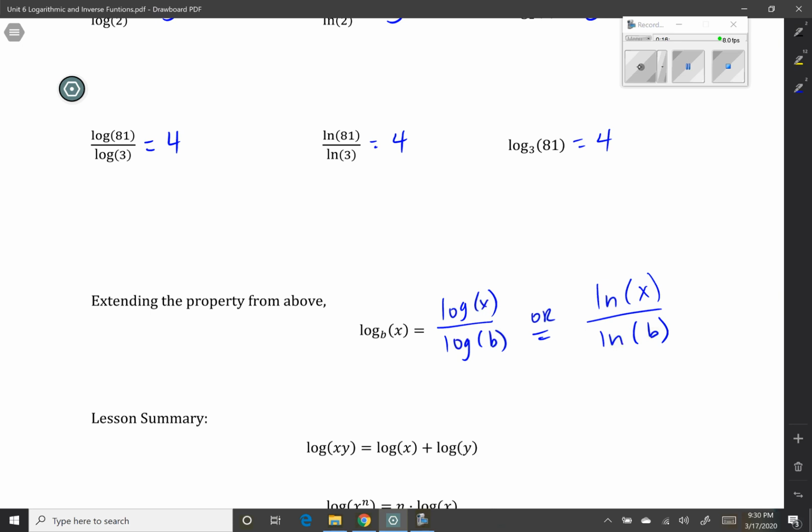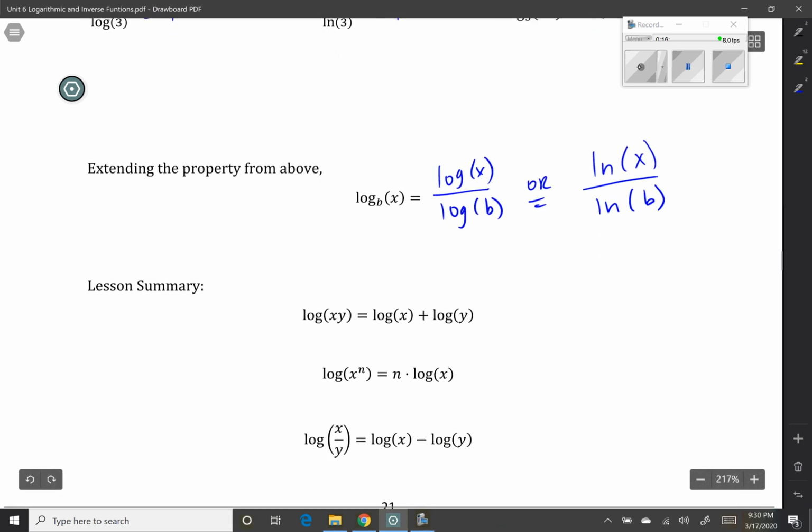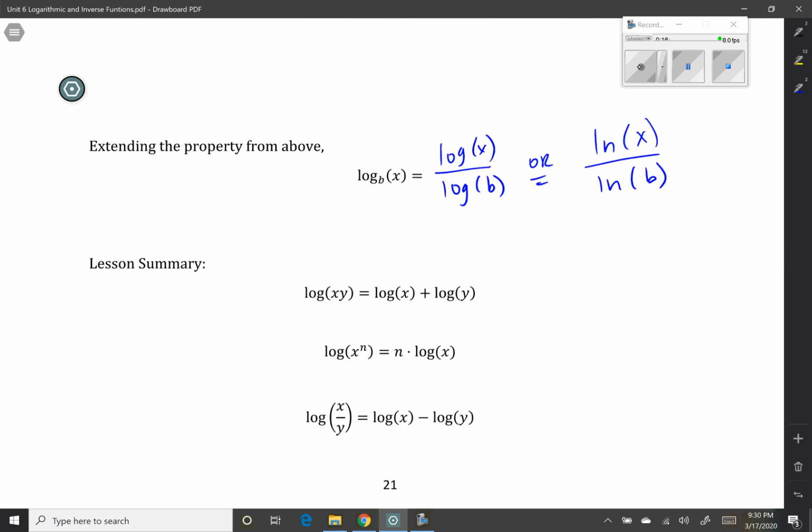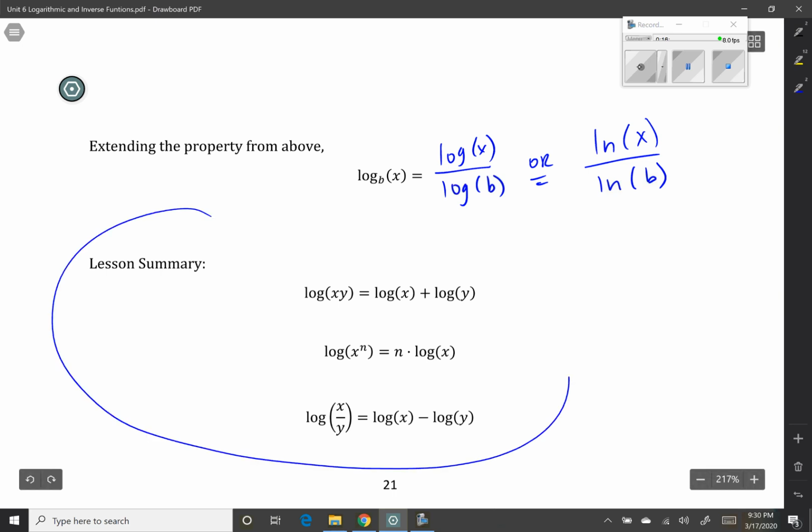On the bottom of the page, there's kind of a little lesson summary. So these are the three main properties you need to know about logarithms. If you know these three properties, you can evaluate any logarithm in the homework questions or pretty much any one that we're going to ask you to do for the future lessons in this chapter. So this lesson summary kind of goes over everything that we just talked about in the lesson.